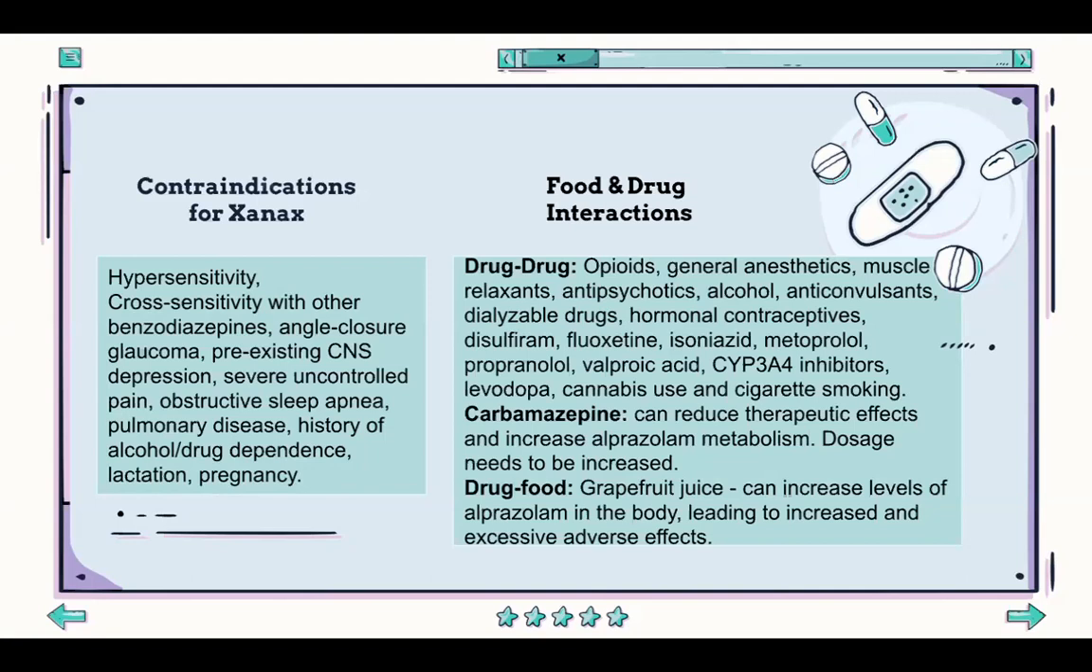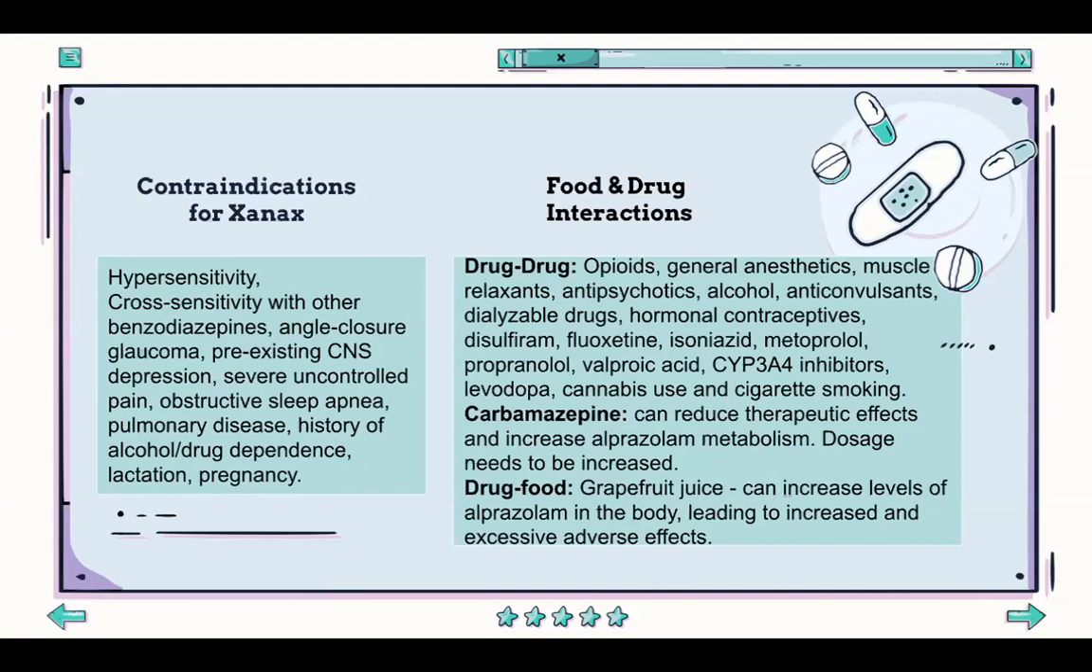If you also have a history of drug and alcohol dependence or pregnancy and lactation, you are also contraindicated for this drug because during pregnancy, Xanax can actually transfer through the placenta and breast milk.